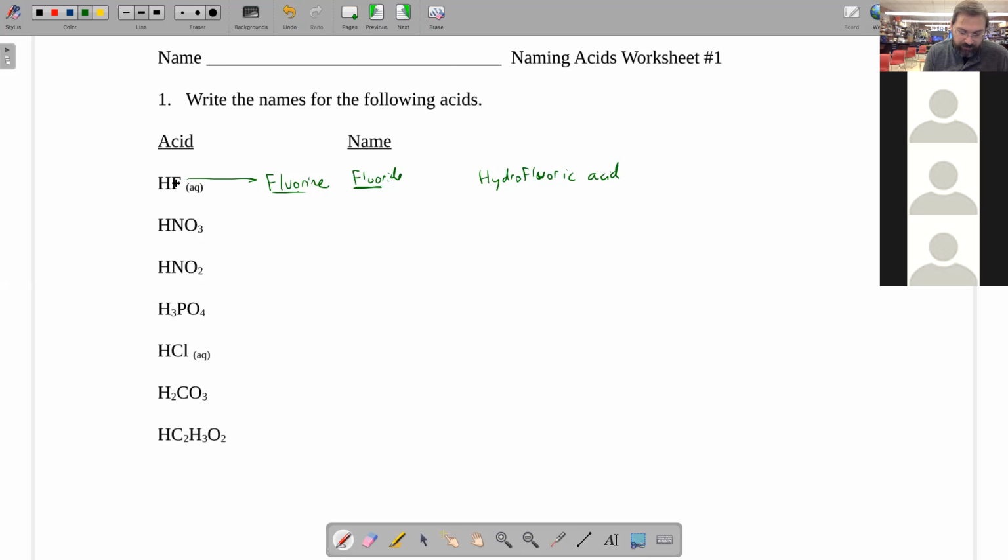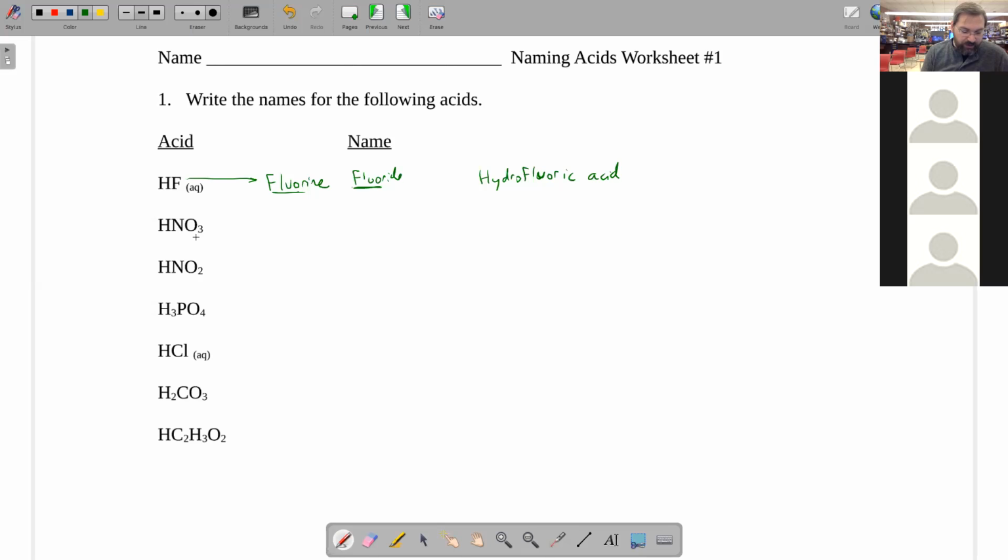So HF, F is the element fluorine. As an ion, it's fluoride. Whether it's the name of the element or the name of the ion, fluor is the root, and fluor goes in between hydro and ic. So HF is hydrofluoric acid. Hydrofluoric acid is a very, very strong acid. It's used to etch glass. So when you see frosted glass, you can frost glass with hydrofluoric acid.